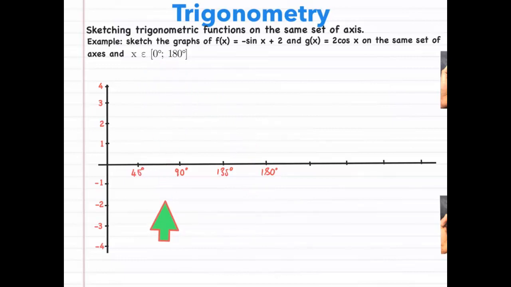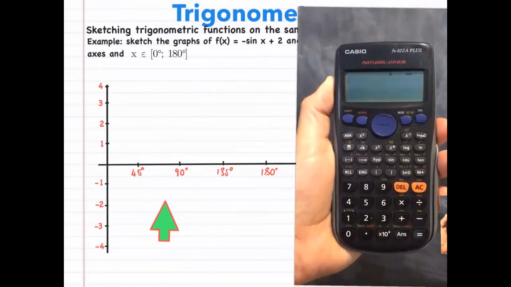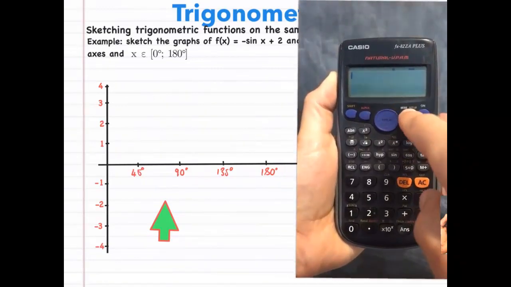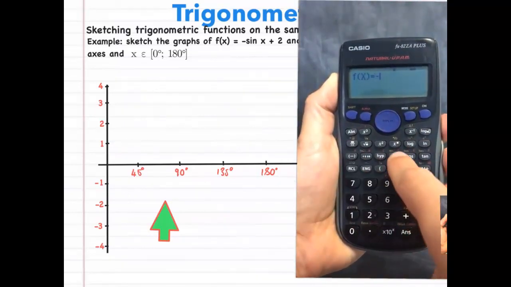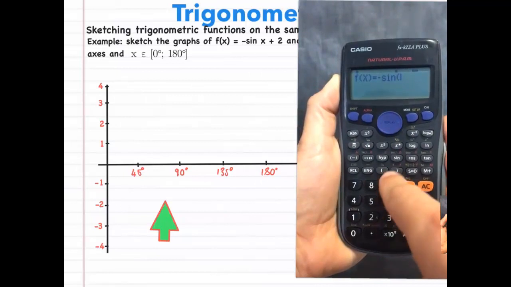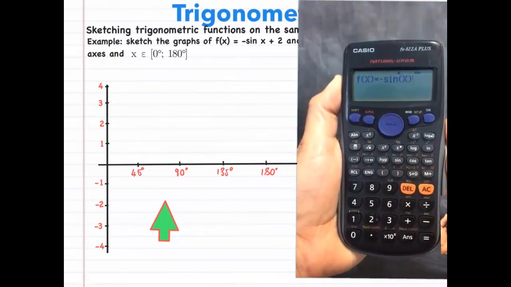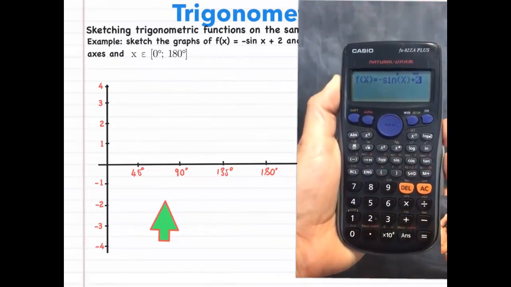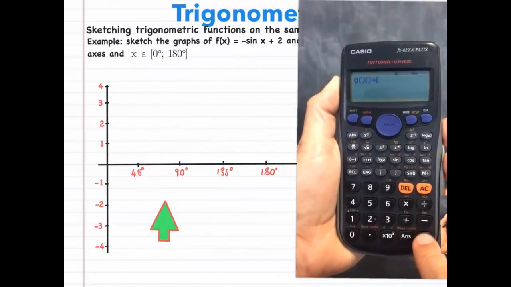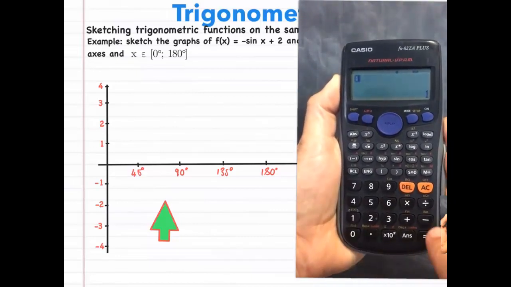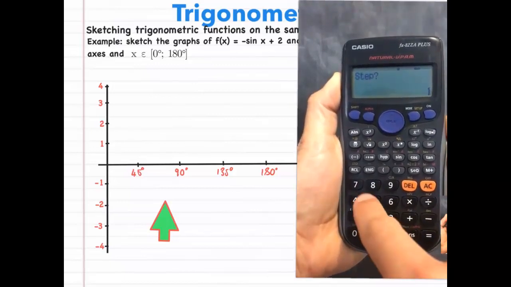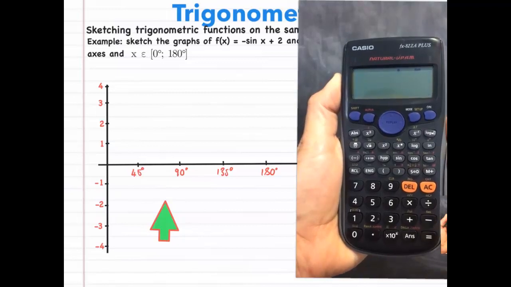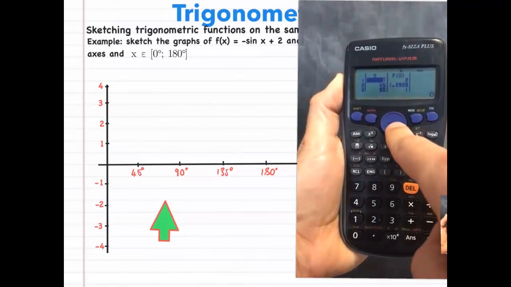So let's see what it looks like on our calculator, and you will see it is still as easy as before. Here we go. We press mode 3 for table, then they give us f(x). We press the negative sign, then sine, alpha x, and close the brackets, then plus 2, and then equal. We don't want to put in g(x), we want to do each one individually. So 0 is our start, we end at 180, and our step is 45. Then we press equal, and there we are done.